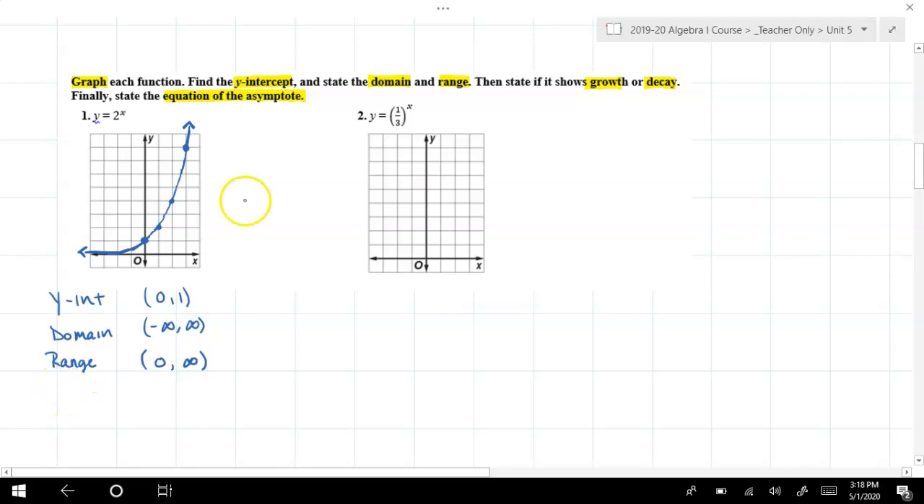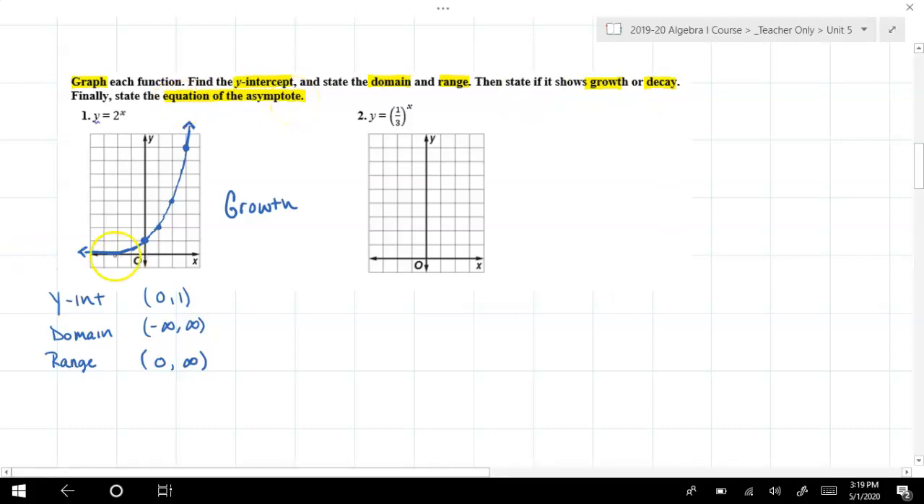This graph is clearly showing growth. It's increasing fast as we read the graph left to right, confirmed with b is equal to 2. The base of the exponent is equal to 2, which is greater than 1. Therefore, the equation should show growth.